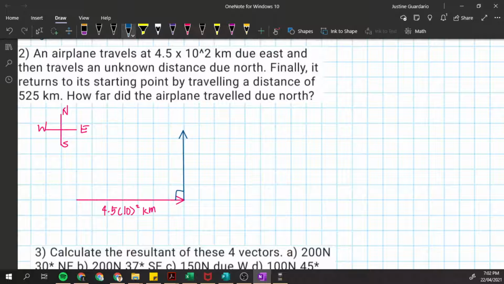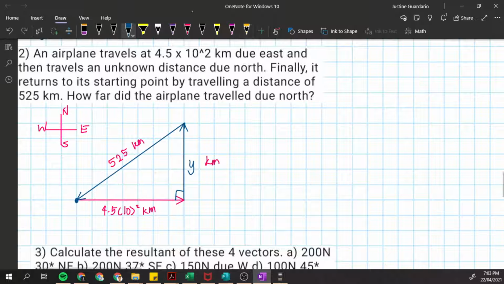Now, after it travels with some distance, let's say distance y, it returns to its starting point. So, this is the starting point, okay? Tip to tail again, it goes back to its starting point. It returned to its starting point, and the distance it traveled is 525 kilometers. So now, we are looking for this value of y, how far it traveled due north, okay? What is this distance, okay?